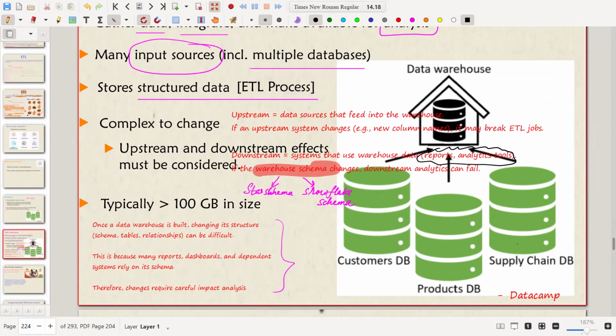Okay. Fine. So a data warehouse comes with some size, like you can see it is greater than 100 GB in size. Usually it is more than 100 GB. Okay. So you can see here it is even written in a very nice way. Once a data warehouse is built, changing its structure, that means the schema, that is star or snowflake, or the tables or the relationships between the columns and the rows, can be difficult. If you change its structure again in between, it is difficult. Okay, it is difficult, right?